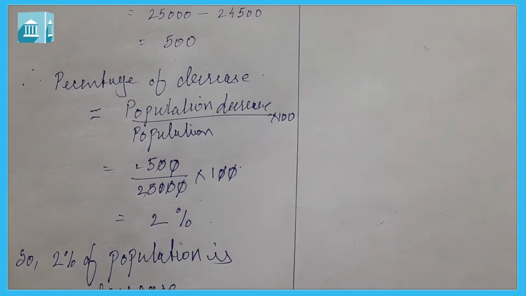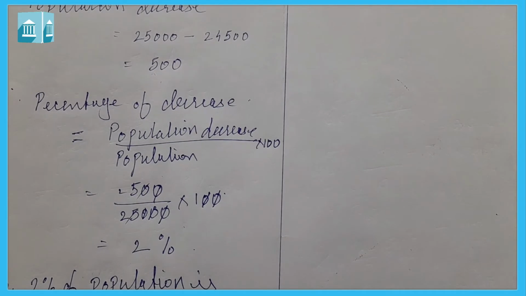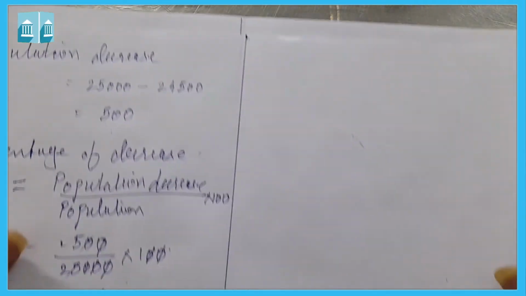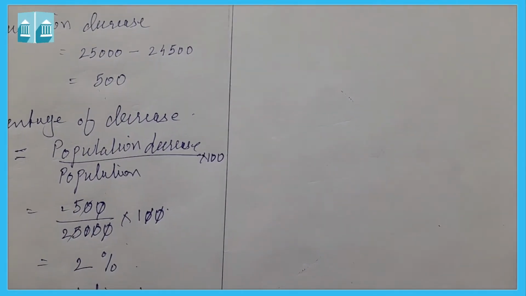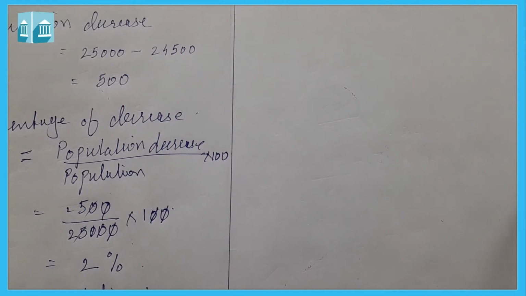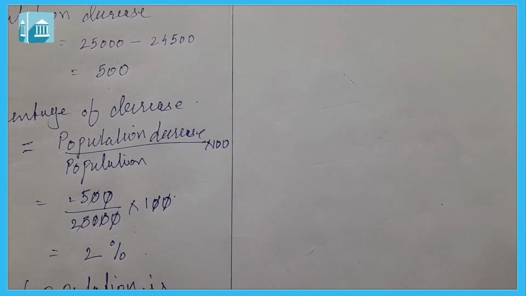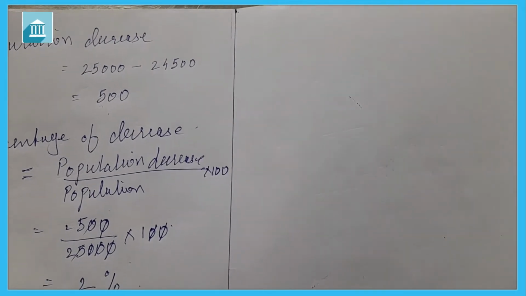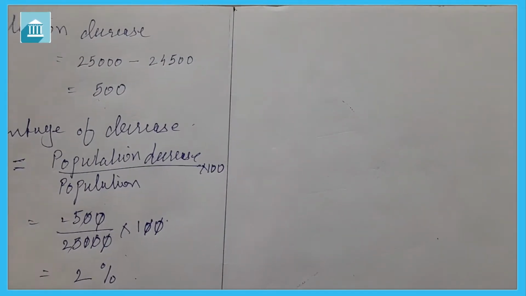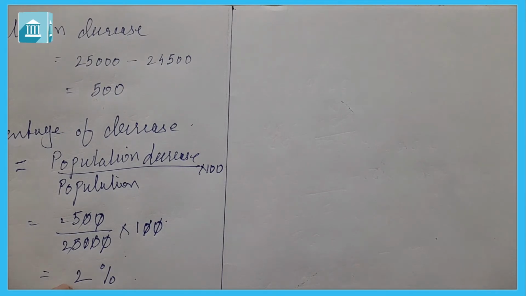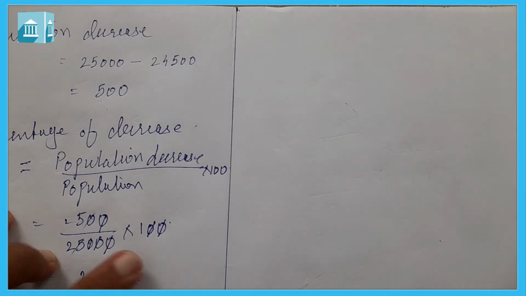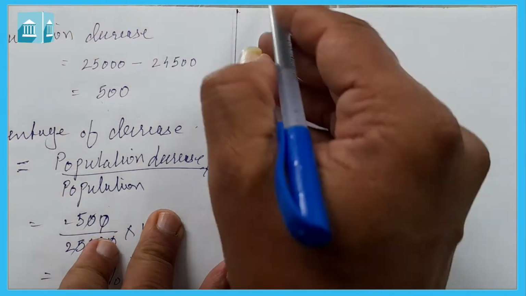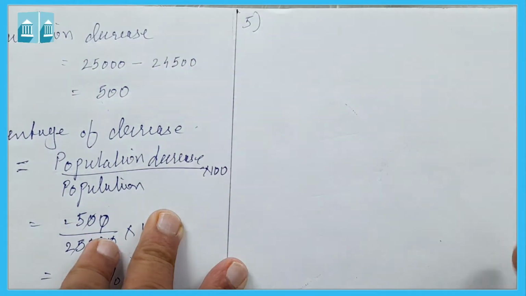Now question number 4: Arun bought a car for rupees 3,50,000. The next year the price went up to 3,70,000. So what is the percentage increase? Here, in the same way, first you have to find out the increase and then you need to find out its percentage. Okay. Now let us see question number 5.